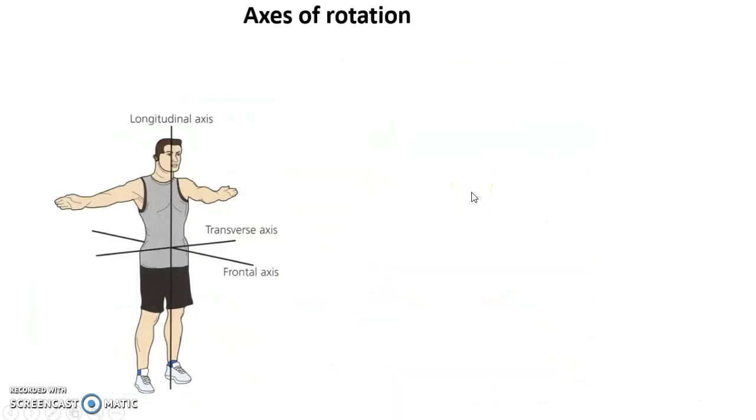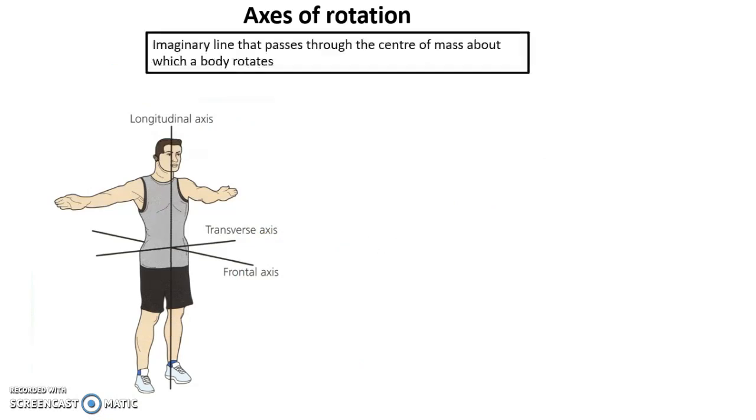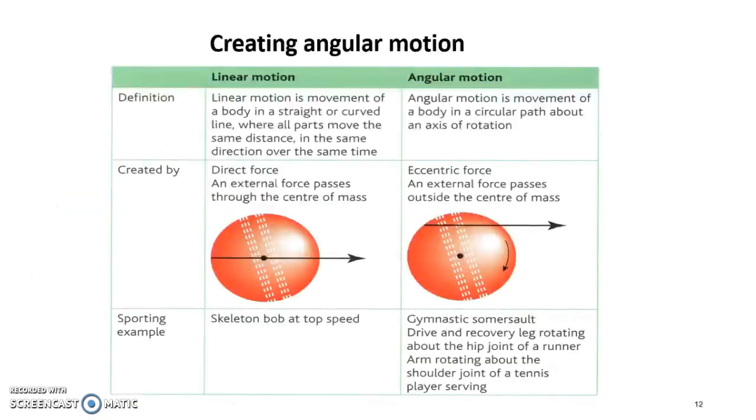Before we do that though, in order to see this, if we have a look at our axes of rotation, if we just go back quickly, you think of this: angular motion, our definition, is movement of a body in a circular path around an axis of rotation.